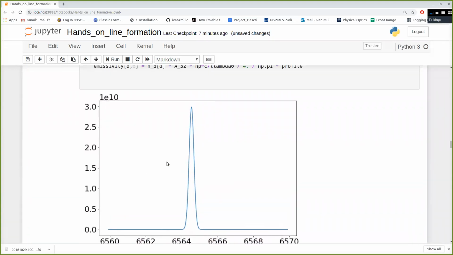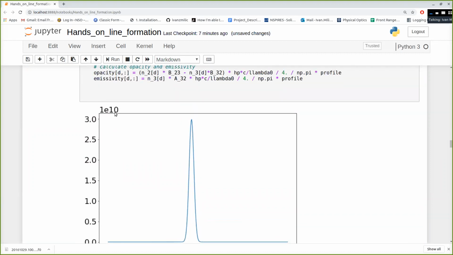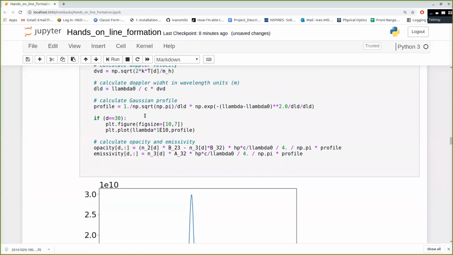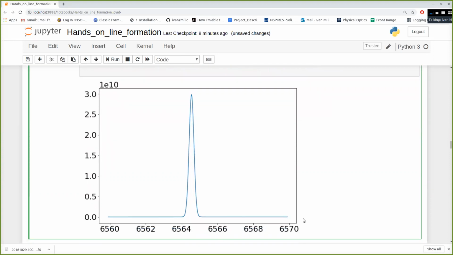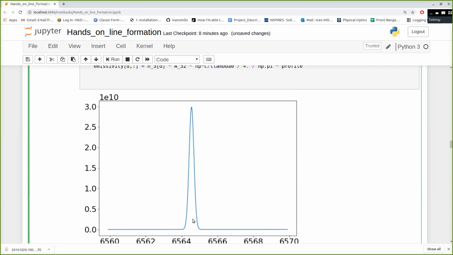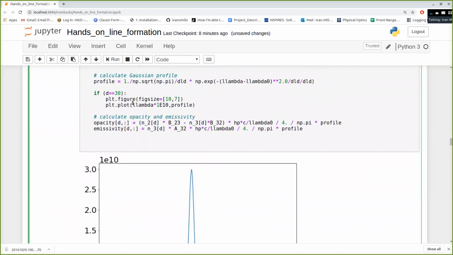Don't be confused by this huge magnitude of the profile here. I'm dividing with delta lambda D. But when I integrate, this profile is going to be 1 because these coordinates here are actually much smaller. They're multiplied by 10 to the minus 10. So the profile is very, very narrow, but we will see later that it doesn't mean that the line is going to be very, very narrow.